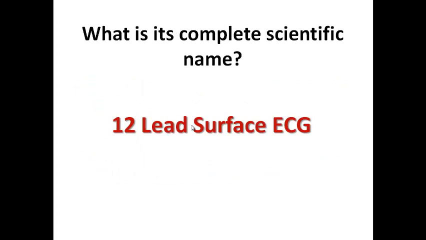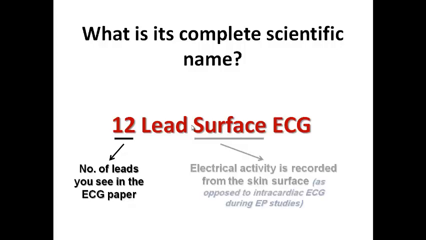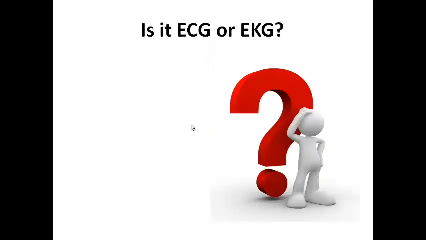And if we want to know the complete scientific name, it is called the 12-lead surface ECG. If we want to understand where each word comes from, the 12 comes from the number of leads that you will see on the ECG paper, which are 12 leads: 6 limb leads and 6 chest leads, which we sometimes call precordial leads. Surface ECG refers to the electrical activity recorded from the skin surface, because sometimes we have something called intracardiac ECG, as during EP studies, or ECG recorded from pacemakers.